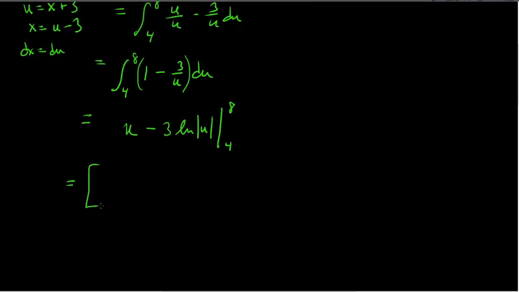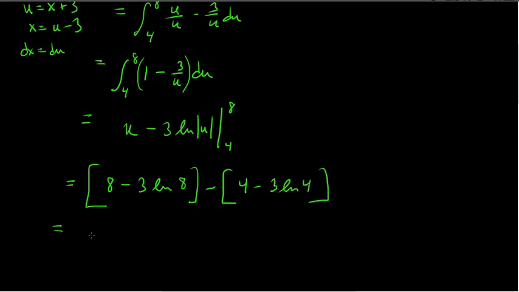And, well, let's do the 8 first. So u is 8 minus 3 times natural log of absolute value of 8, which is just 8. We don't need absolute value here. And then plug in the 4. So 4 minus 3 log 4. So we get 8 minus 4, which is 4. And then we get, let's see here, this is going to be minus natural log of 8 to the 3 plus natural log of 4 to the 3, right? It's minus a negative, so it's positive. And then I brought the 3 into the exponent.